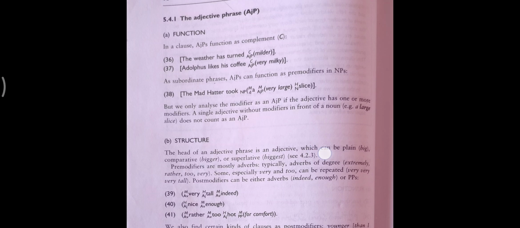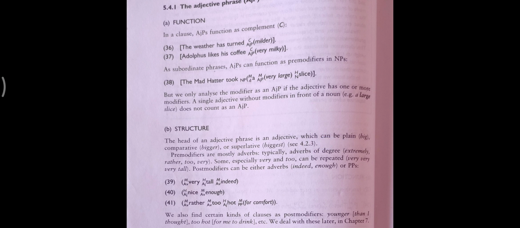So let us go through the adjective phrase. The function of the adjective phrase is just like a complement. The example will make this clear: the weather has turned milder. See, the weather has turned milder. Milder is a complement. It's an adjective phrase. Why is it an adjective? Because the suffix -er is added. It is mild, milder, mildest, which means its comparative degree. That is why it is an adjective.